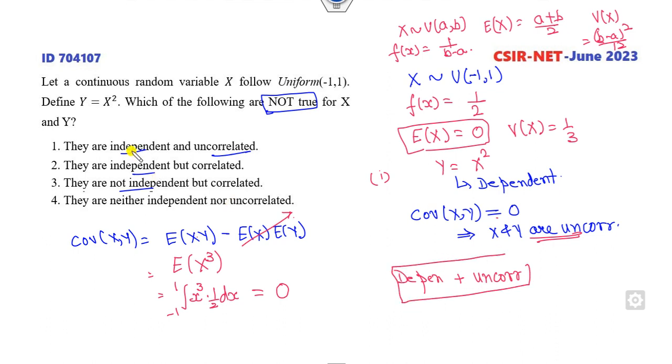So first of all, they are independent. This is a false statement. They are not independent. That's a correct statement. But he said it's correlated, but we get uncorrelated. This is a false statement. They are uncorrelated, correct statement. They are not independent is a correct statement. But we need a false statement. First, second, third are my correct answers of this problem.